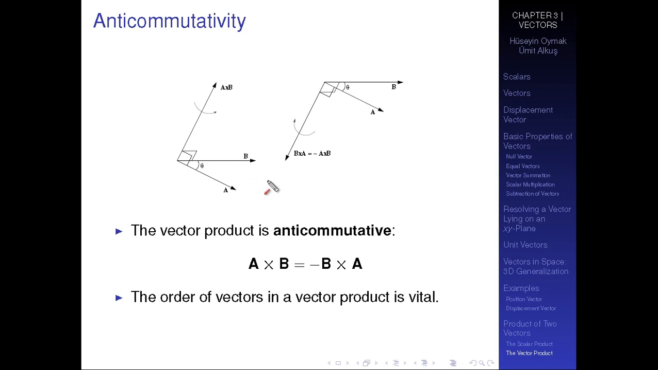Unlike the scalar product of two vectors, the first important property of the vector product is that it is anticommutative, which is seen from the geometric consideration in this figure. This means that you must pay attention to the order of vectors in a vector product. Indeed, A cross B and B cross A are antiparallel to each other, as shown in this figure.